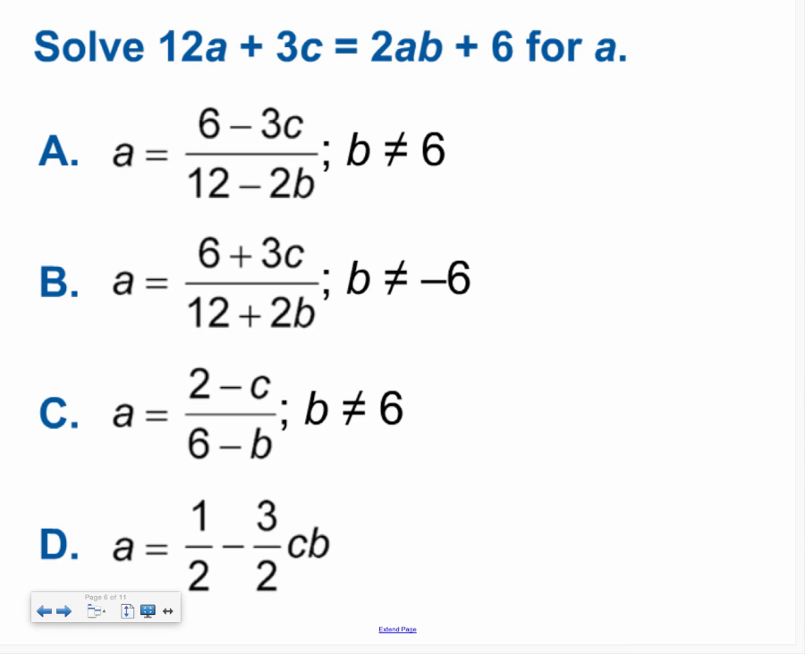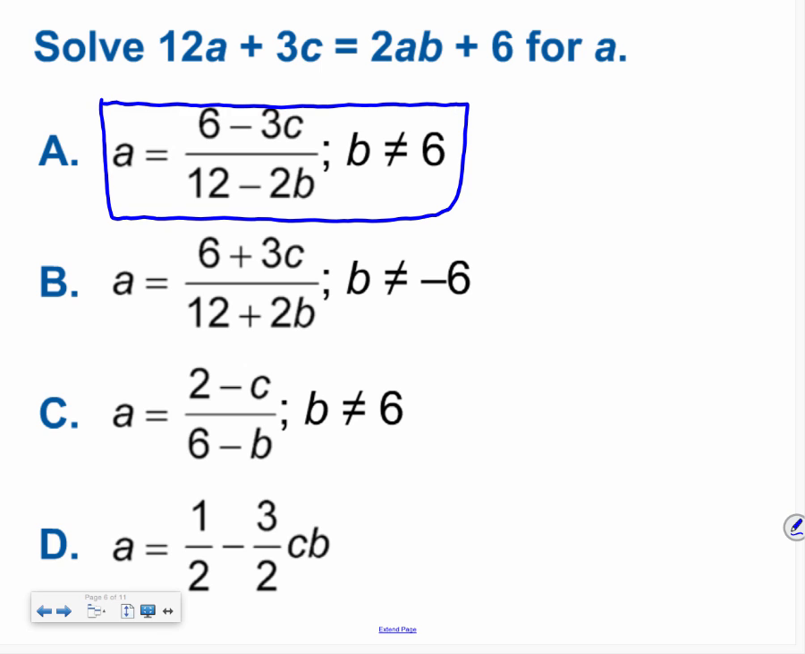Okay, see if you can do something there. Try this one on your own and see how you do. Hopefully for this first one, you ended up with a equals the quantity of 6 minus 3c divided by the quantity of 12 minus 2b, and you said that b cannot equal 6. If you got that wrong or have any questions, be sure to ask for some help, okay?